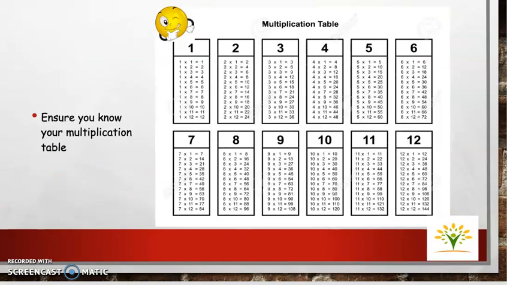Now it is very, very important that you memorize your multiplication table. If you don't have a printout, turn to the back of your class notebook and you will see a multiplication table, or you can ask mommy and daddy to get you one so that you can memorize it. You need to know your 2 times table, 3 times table, 4 times table, and all the way to 12 times table. Ensure you know your multiplication table because it will help you to understand mathematics better, and it will help you to solve your multiplication problems better.